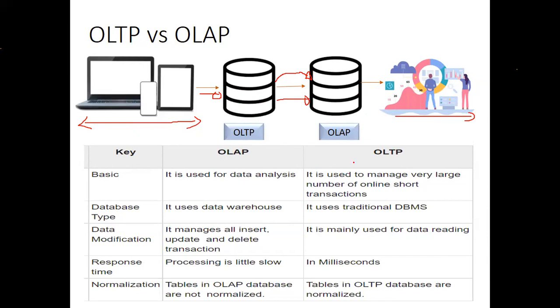Let's take an example between the OLTP and OLAP. OLTP is used to manage a very large number of online transactions. As I mentioned, if you take a bank example, hospital example, or supermarket example, you'll have tons of transactions on a day-to-day basis, or over a period of time, lakhs of transactions. All those transactions will be managed in the OLTP. OLAP is simply used for data analysis. There won't be any transactions happening. You just read the data and generate the reports, right?